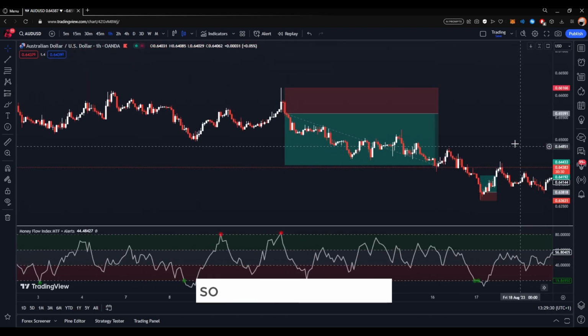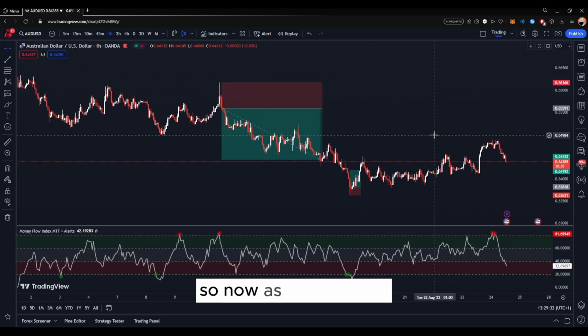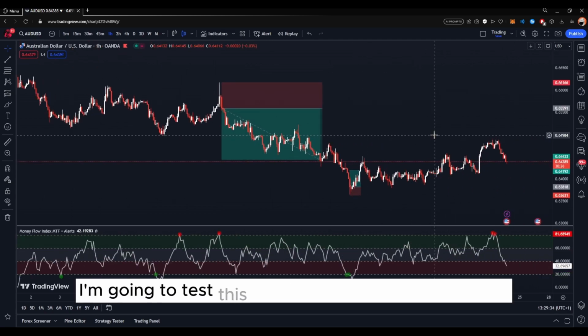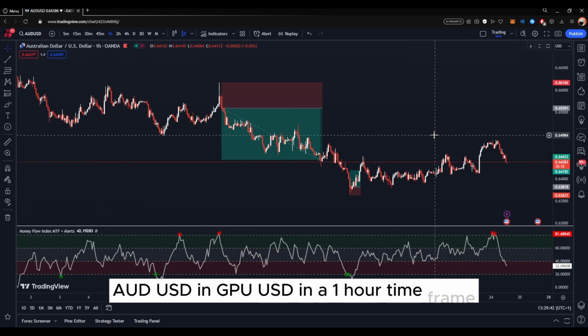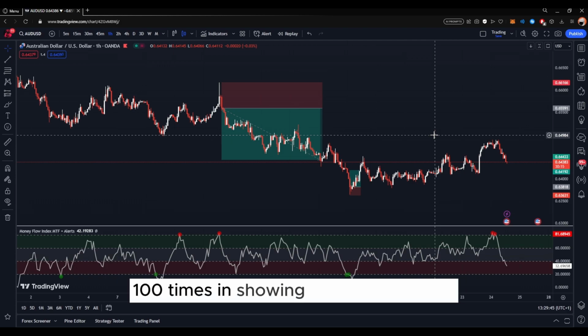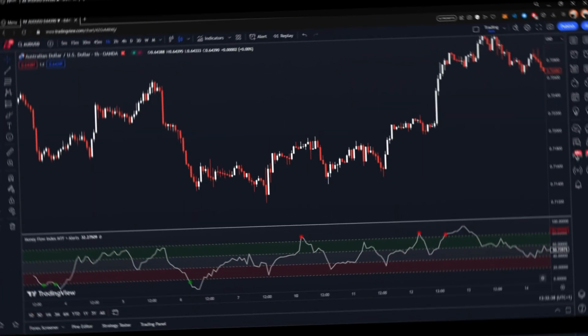So now, as I explained this, I'm going to test this strategy 100 times in EUR/USD, AUD/USD and GBP/USD, in a 1 hour time frame, and show you all the results.